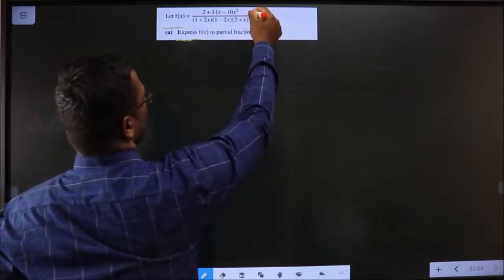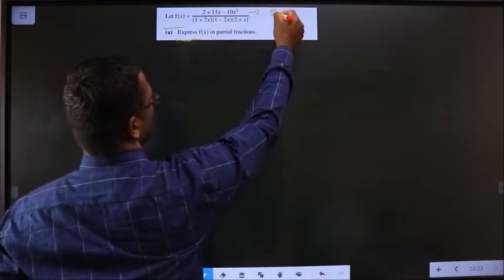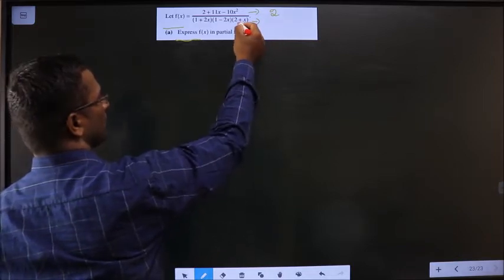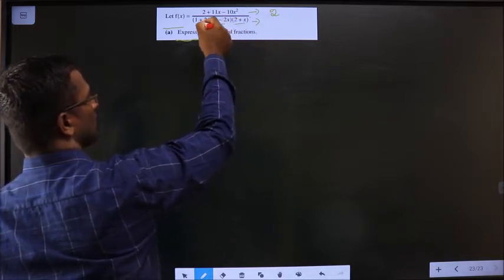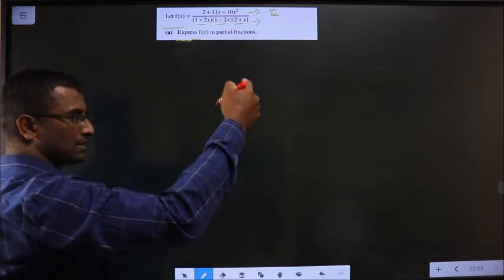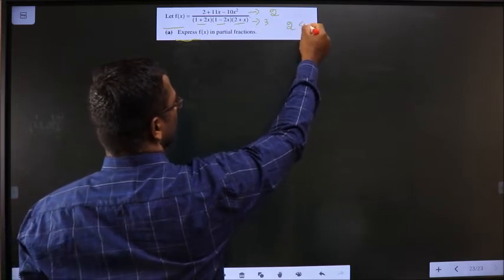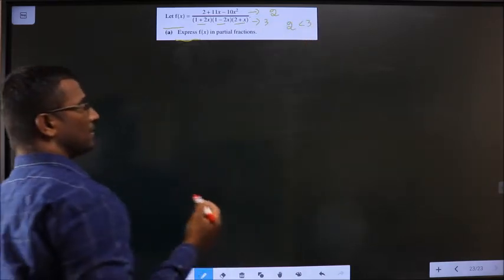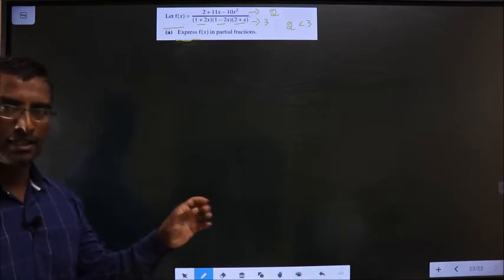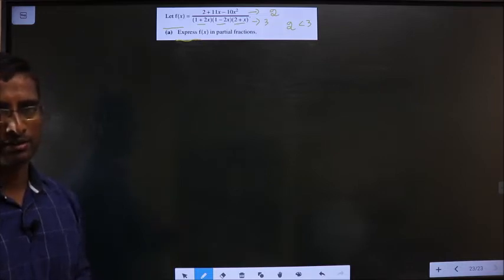What is the degree of the numerator? That is the highest power of x, which is 2. What is the degree of the denominator? Here x power 1, here also x power 1, here also x power 1. If I add the powers of x, I get 3. So 2 is less than 3. From that, my conclusion is the degree of the numerator is less than the degree of the denominator. Thus, it is a proper fraction. Okay, next.